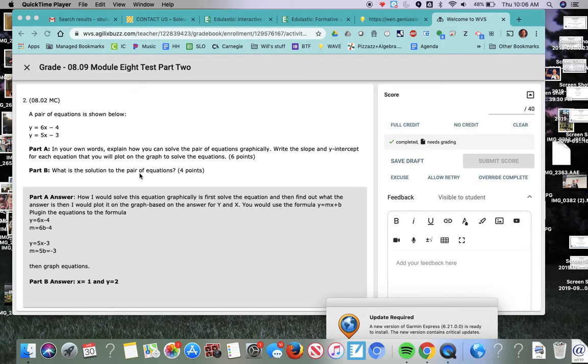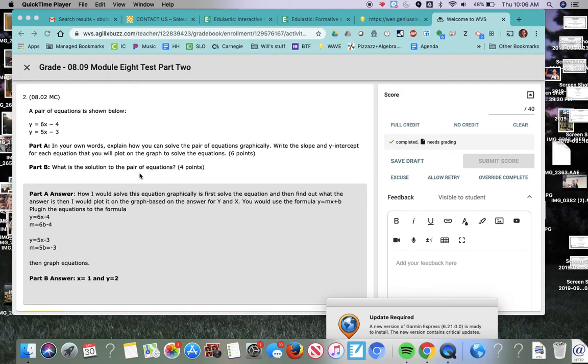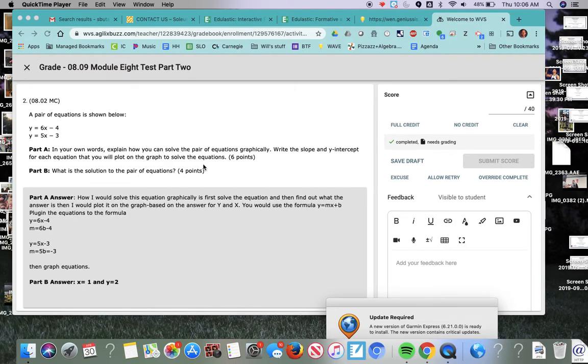Number two, I believe, let's see, what was number two? In your words, explain how you can solve the pair of equations graphically. Oh yeah, this is the one that I really want you to kind of redo. So if they're saying graphically, think about what they want you to do for each of these equations. Yes, the answer is you need to graph both of these equations. So down here, I want you to explain how can you use the graphs of this equation and this equation to figure out what the solution is.